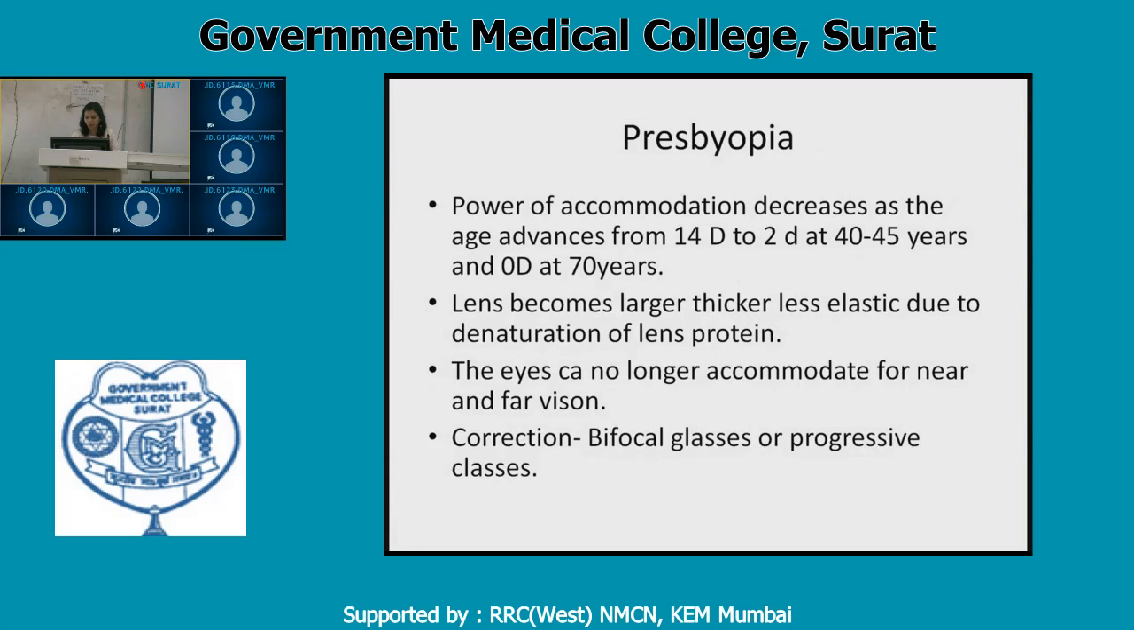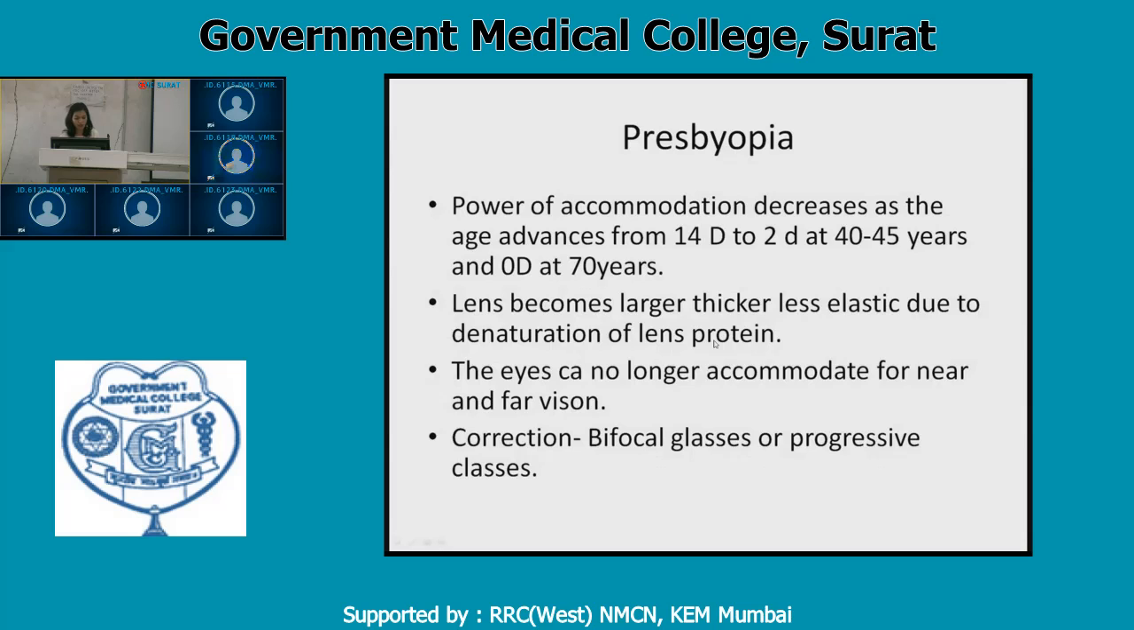People need glasses for near vision. You must have seen your parents asking for their reading glasses when they read the newspaper. Because of these age-related changes, accommodation becomes weaker, and the eyes can no longer accommodate for near and far vision. At the age of 70 years, this amplitude of accommodation becomes absolutely zero, and they cannot accommodate at all because of these changes in the lens protein.